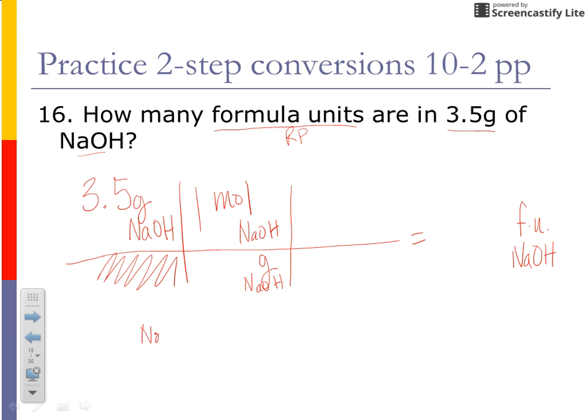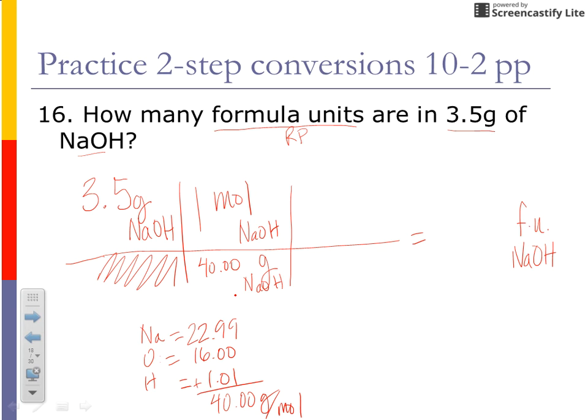So we need to calculate the molar mass. So I'm going to come over here. We got sodium, we got oxygen, we got hydrogen. So sodium is 22.99 grams per mole, oxygen is 16.00 grams per mole, and hydrogen is 1.01 grams per mole. Of course, all these come from your periodic table. When you add all this together, you get 40.00 grams per mole for your molar mass. So this molar mass plugs in here, and this is going to let grams cancel.